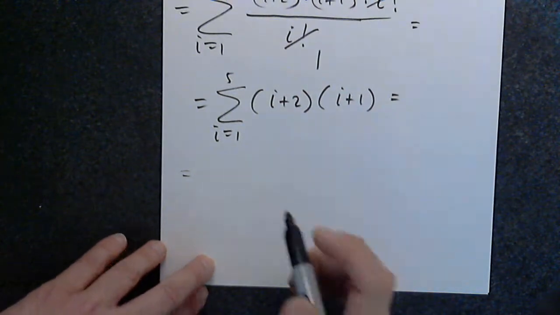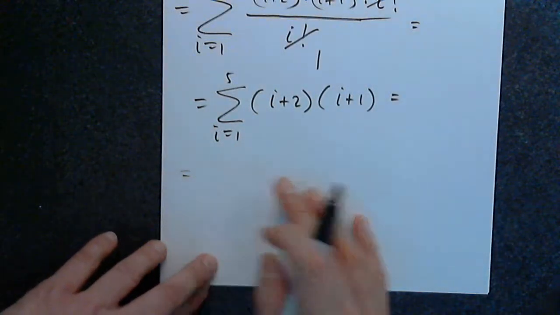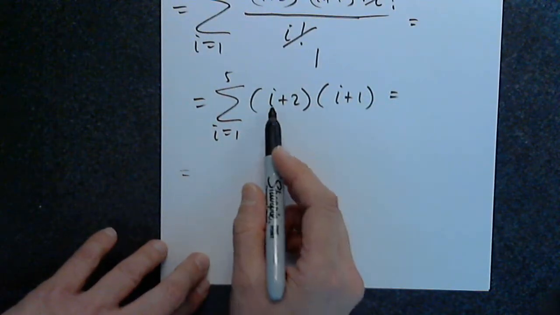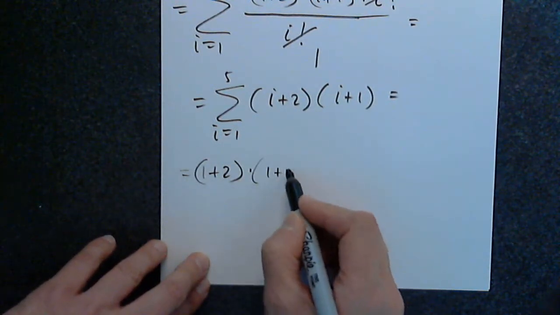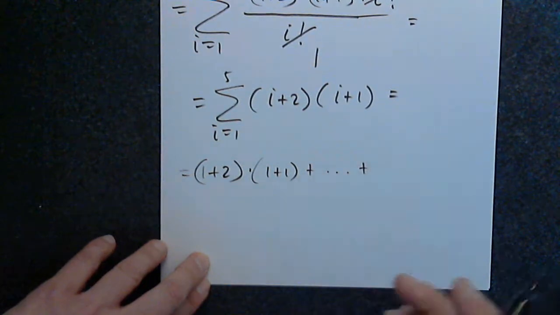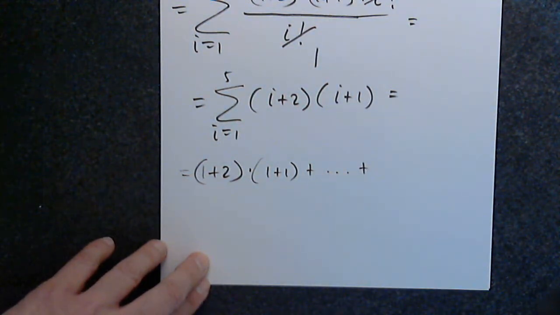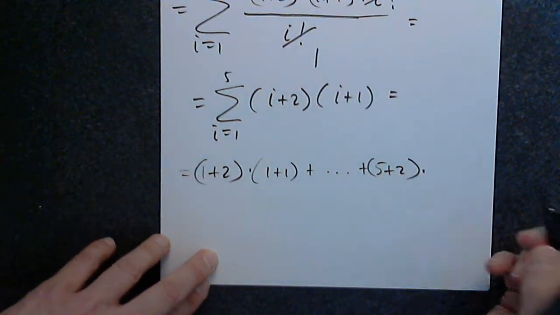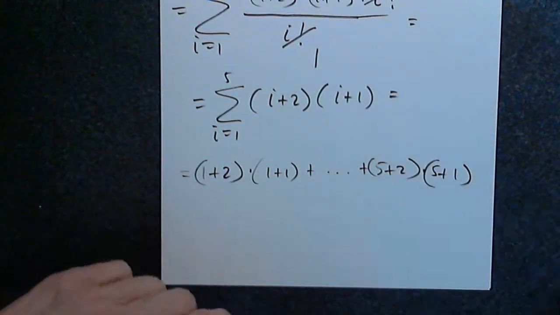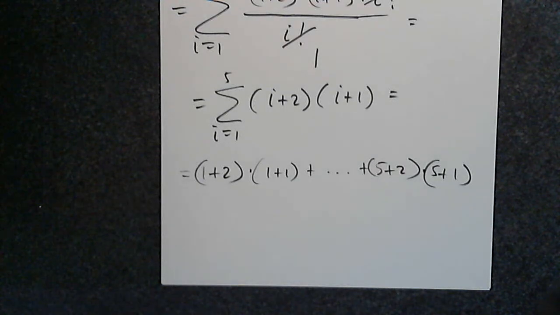We can do it with a calculator, but I would like to write for everyone to see the first and the last term. So 1 plus 2 times 1 plus 1 plus dot dot dot. And can anyone give us the last term? 5 plus 2 times 5 plus 1. Awesome. Excellent. These are the 5 terms. Of course, we did not present the middle 3.